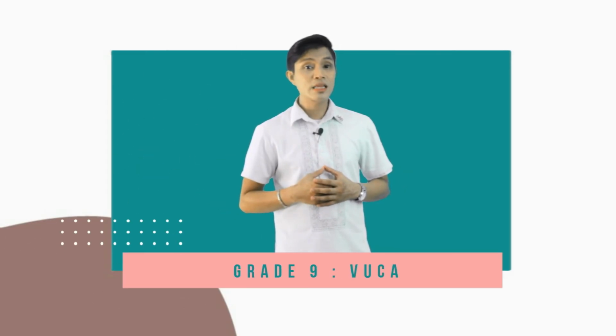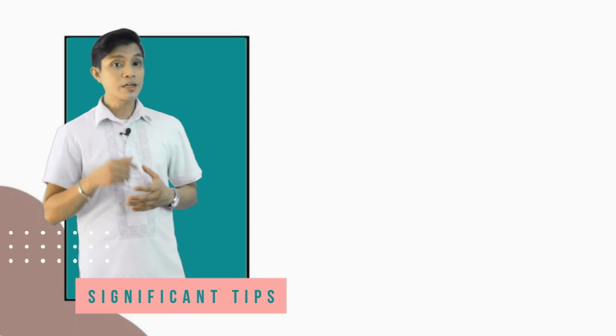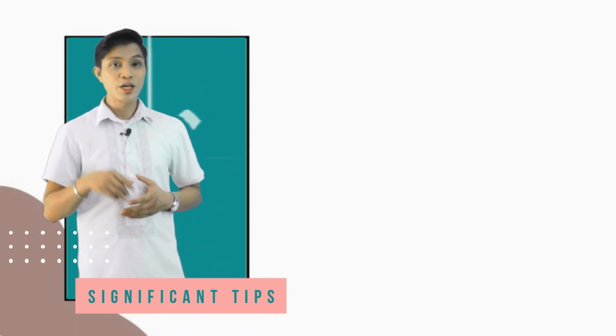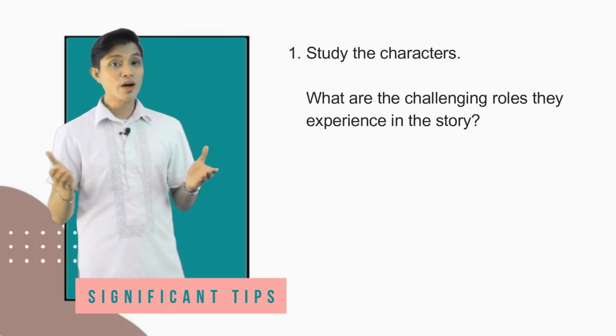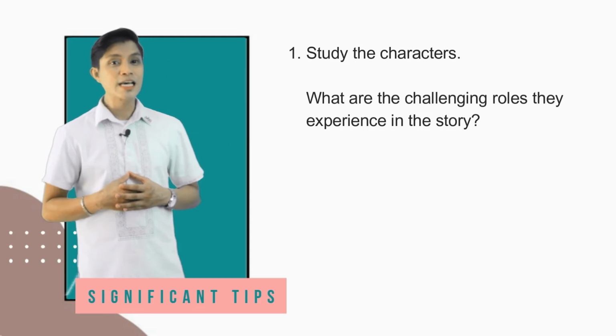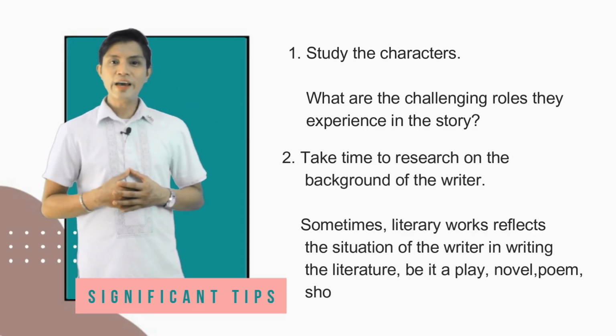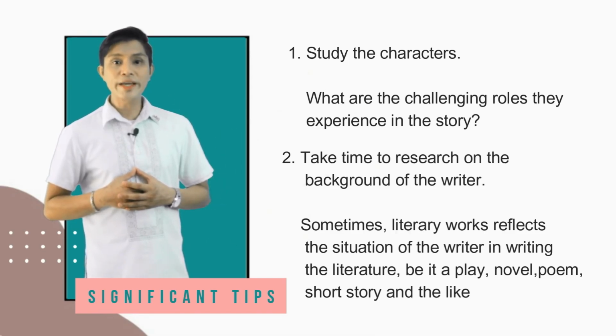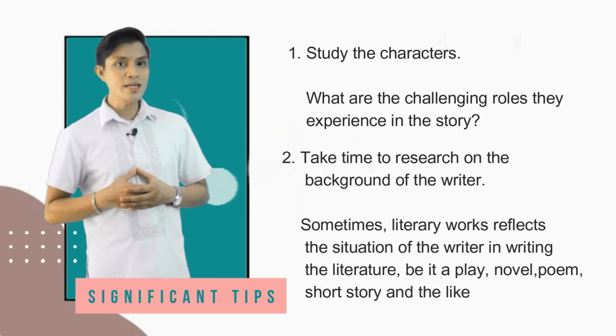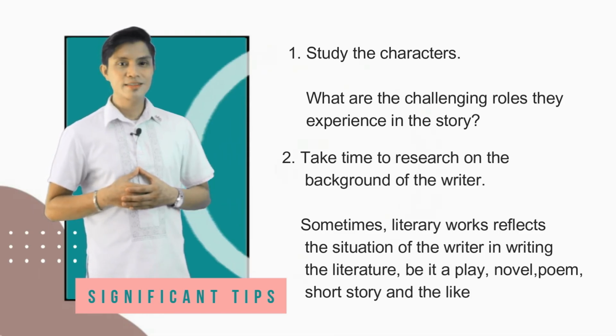How can we connect the concept of VUCA when reading literature? Here are the significant tips. Number 1. Study the characters. What are the challenging roles they experience in the story? Take time to research on the background of the writer. Sometimes, literary works reflect the situation of the writer in writing the literature, be it a play, novel, poem, short story, and the like.